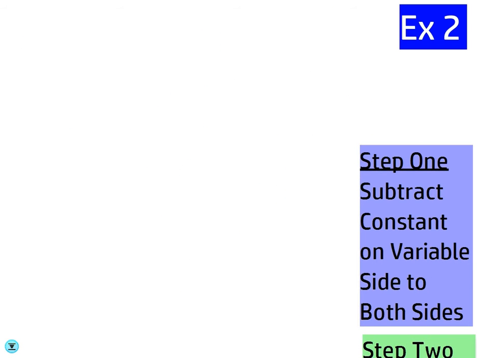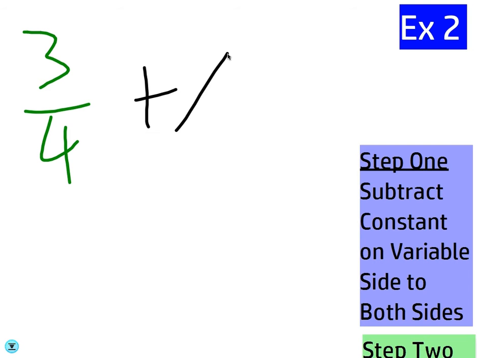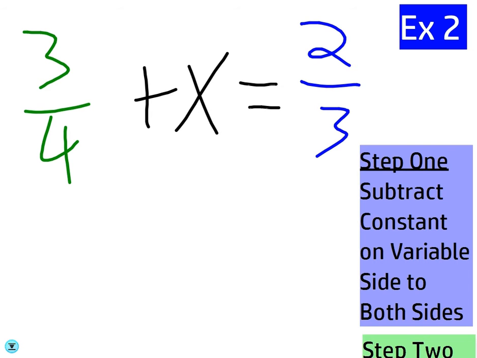Example 2. All right, and so what we're going to do a couple different things here. It's going to look a little different, but the steps are the same. 3/4. It's still going to be a single step. 3/4 plus x equals 2/3. Okay, now we know it's a single step because there's only one x, okay, and it's addition, and yeah, that's pretty much it. There's no coefficient for the x, which we'll talk about later, but it's still single step. We're still going to subtract the constant on the variable side to both sides.